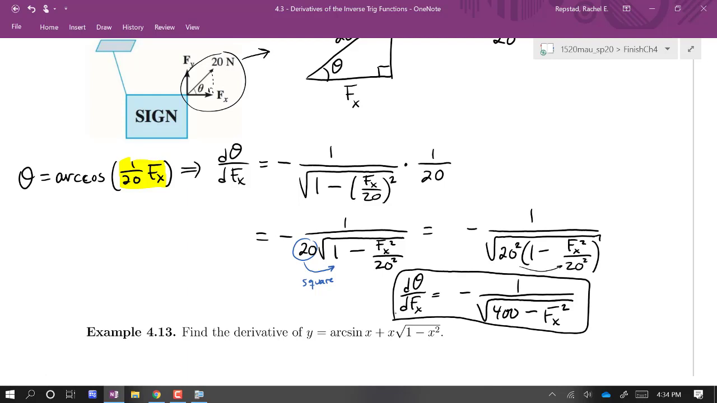If you didn't think about simplifying the radical, like some people will express that 1 over 20 as a decimal, 0.05, and they'll have some decimals in their expression. That's okay. I'm just a fan of having nice whole numbers whenever possible.